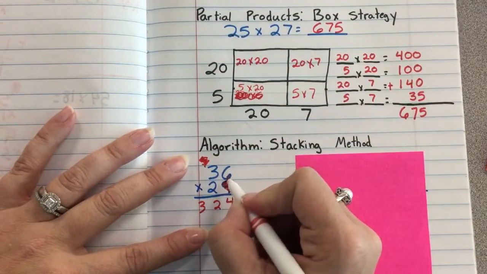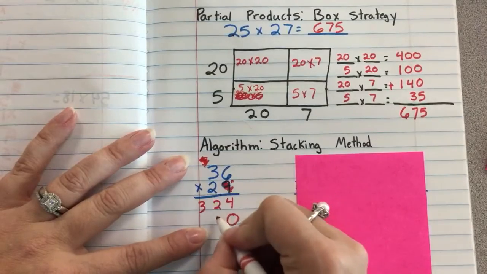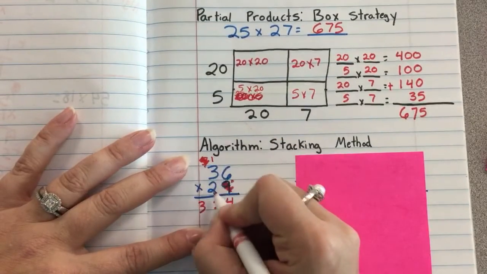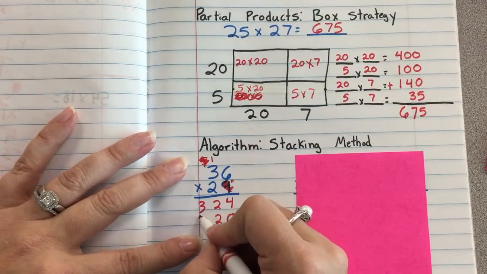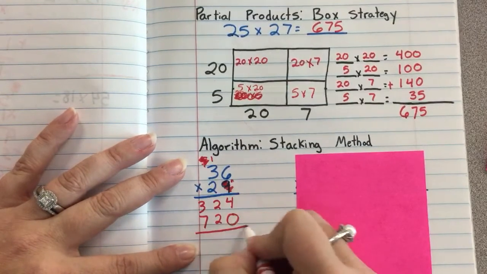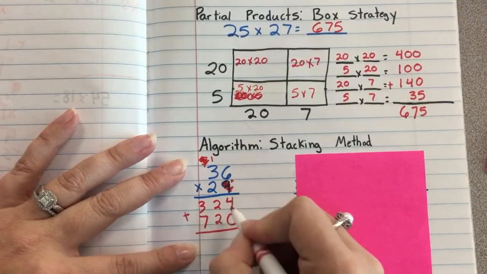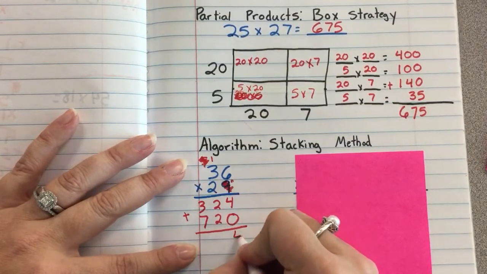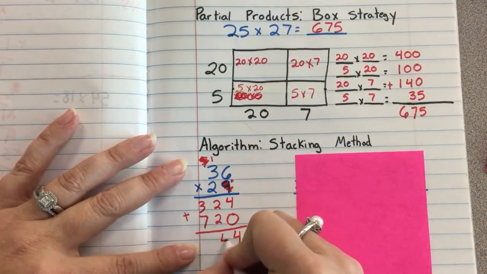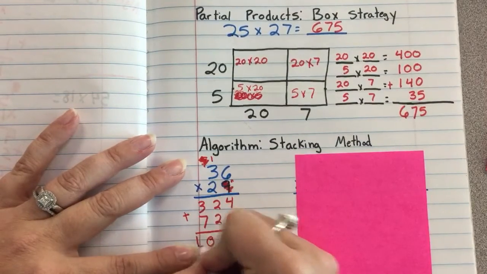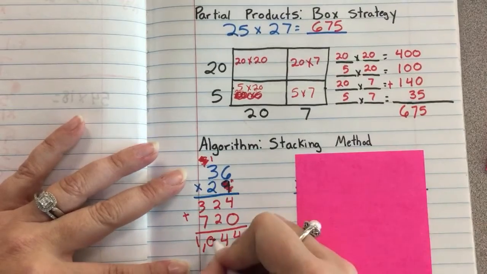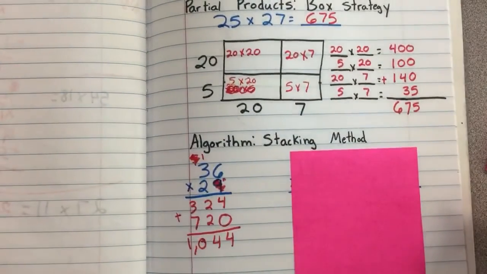Then we do 2 times 6 is? 12. So 2 down, 1 up. 2 times 3 is? 6. Plus 1 is? 7. What do we do with these numbers? Add them. 4 plus 0 is? 4. 2 plus 2 is? 4. 3 plus 7 is? 10. Hold on here. 1,044 is our answer.